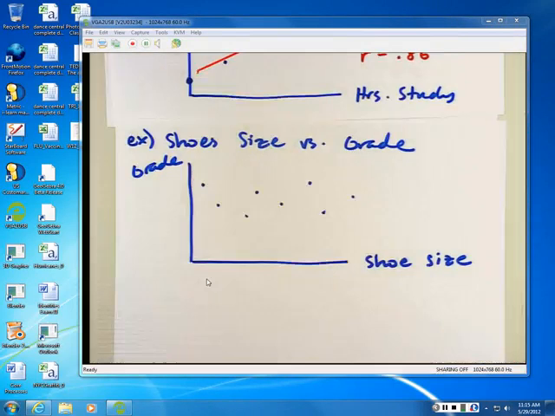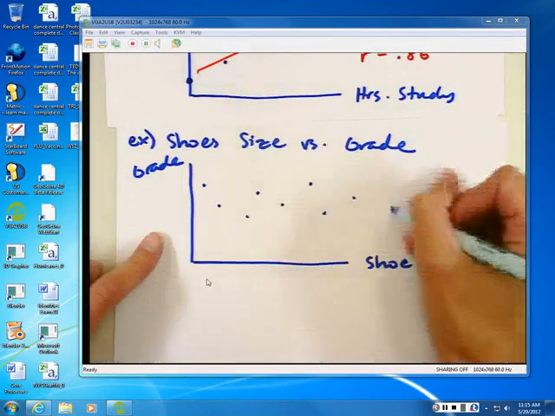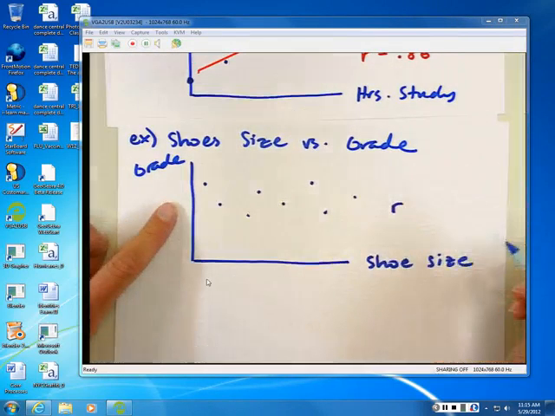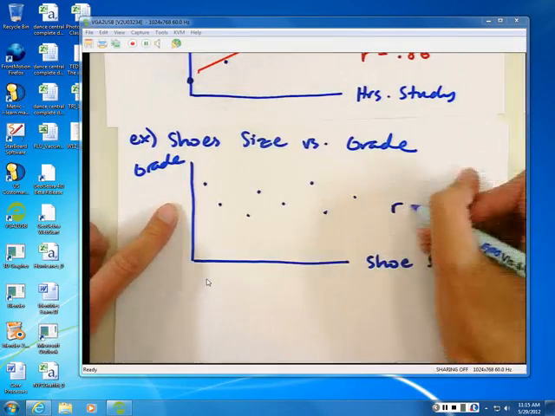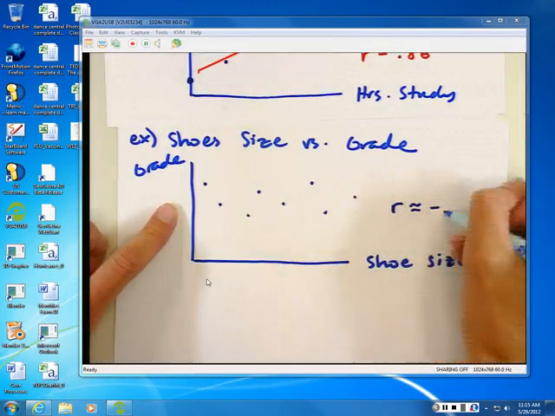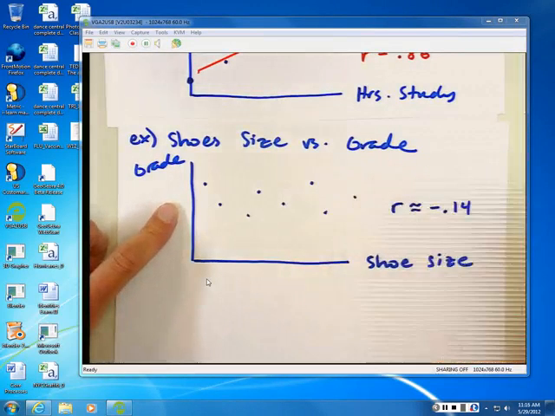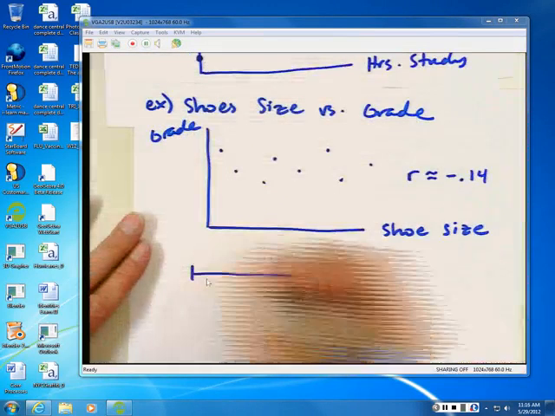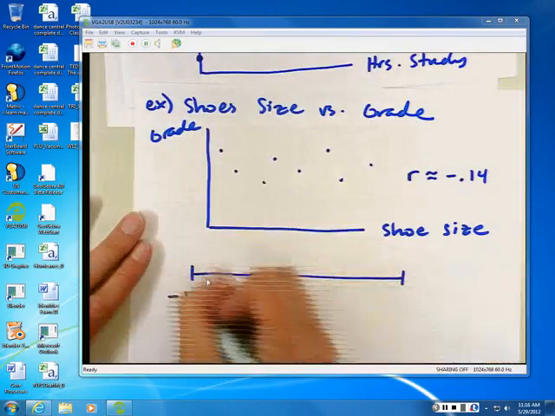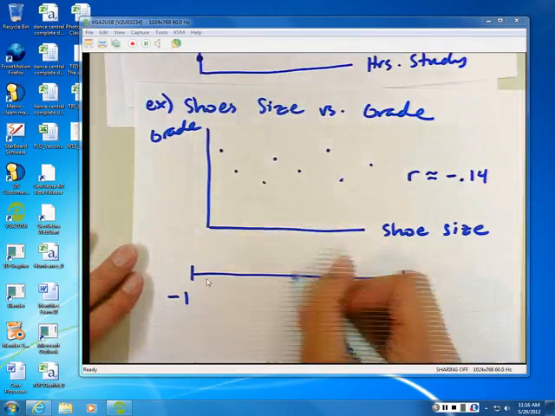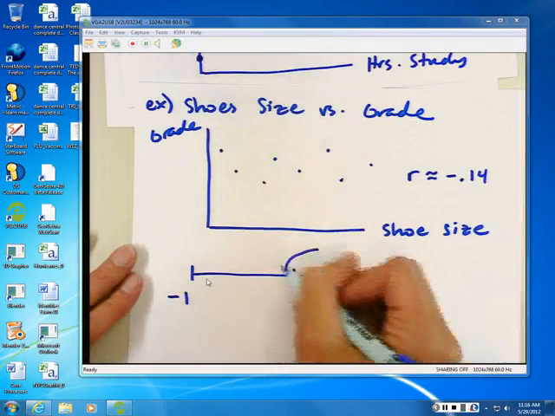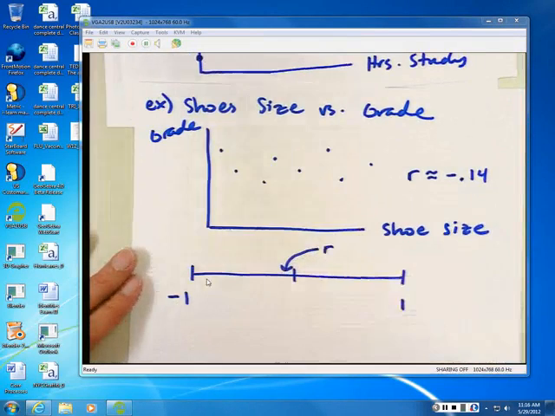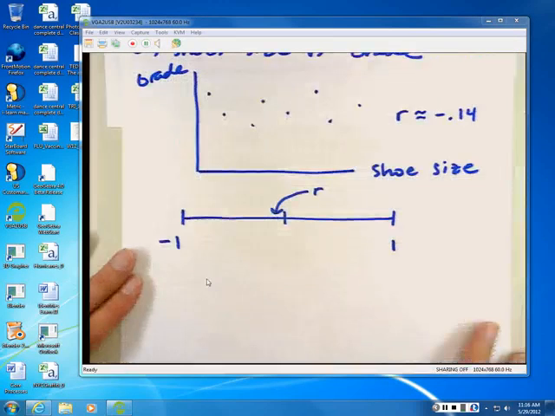I would expect my R value here to be really close to 0. I don't know, I'm going to guess that it's about 0.14. So something close to 0. So I'm thinking about that continuum. Strong negative here, strong positive here. I'm putting that R value at about right there. So not on the strong negative or on the strong positive side.